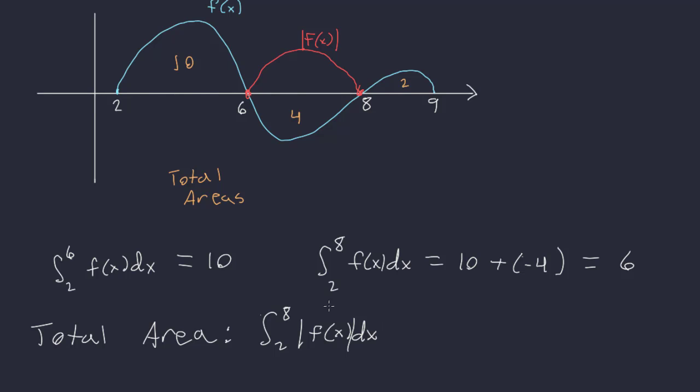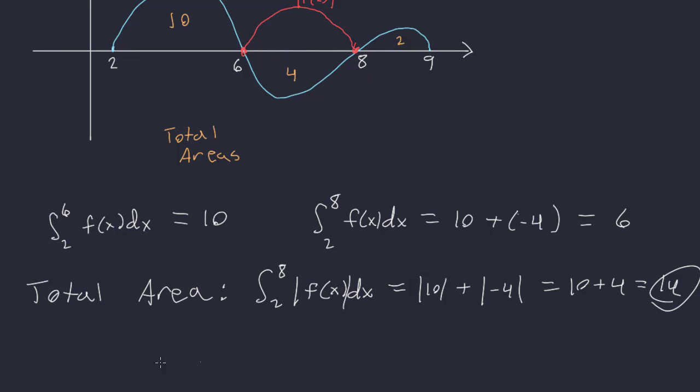So if we wanted the total area, it would be the definite integral from 2 to 8 of the absolute value of f of x dx. That would be 10 plus 4, or you can think of it as taking the absolute value of everything. So the absolute value of 10 plus the absolute value of negative 4, which would be 10 plus 4, or 14. Okay, so that's different than the definite integral, which is the net area.